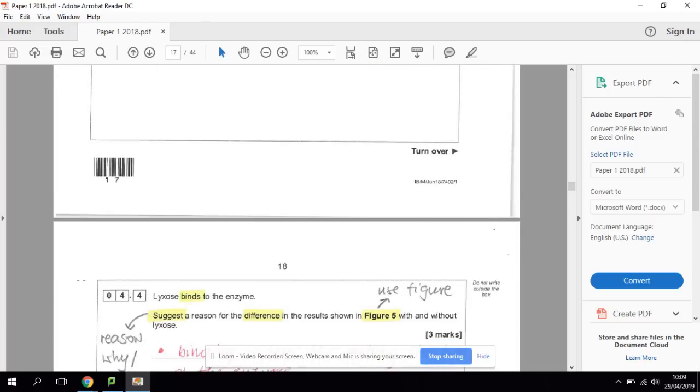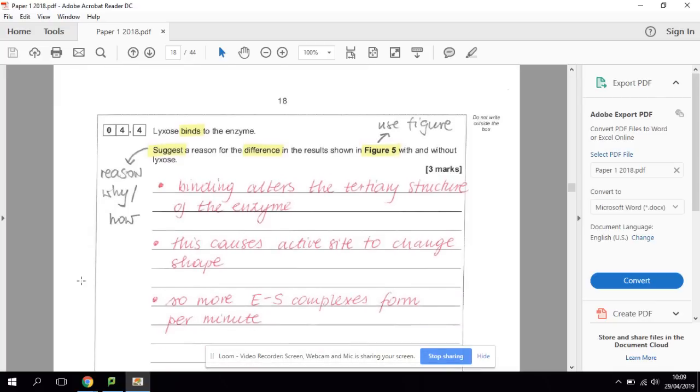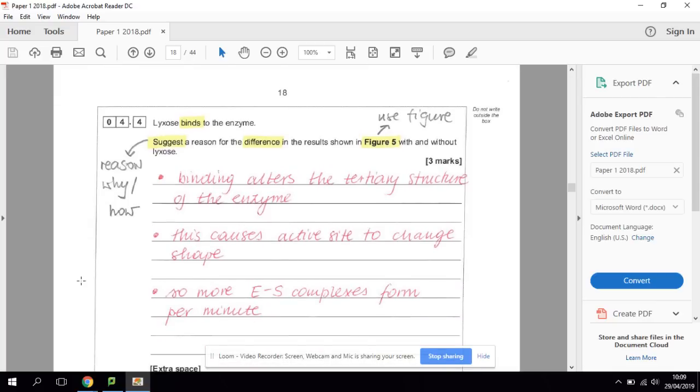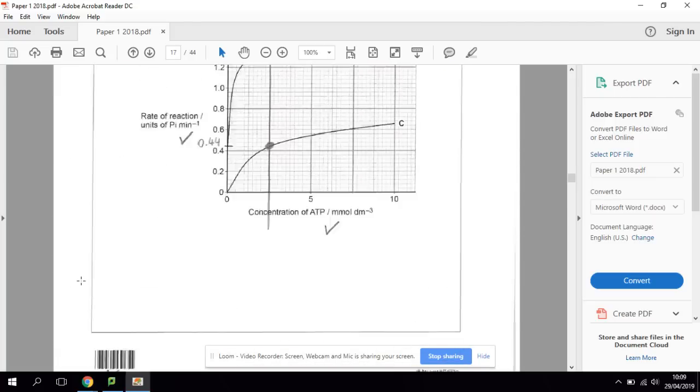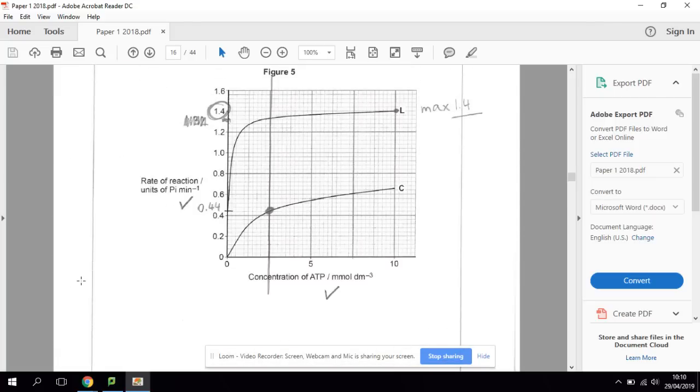Right, next question. Again, enzymes. So lactose binds to the enzyme. Okay, so it means it's a substrate, and suggests, so give the reason why and how, a reason for a difference in the results shown in figure 5 with and without lactose sugar. So again, you're using the figure, and again, to remind you, what was the figure? It was the difference in the rate of reaction.